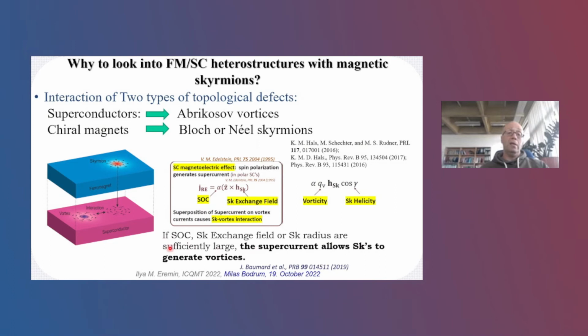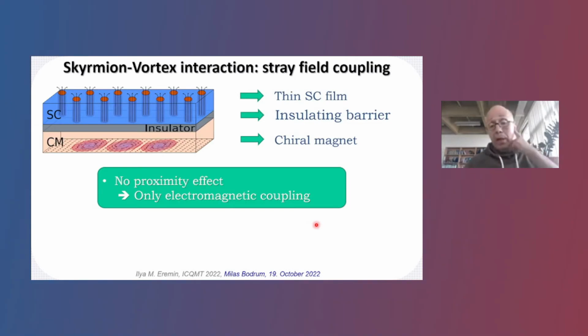They basically propose that if the spin orbit coupling is relatively large, then the supercurrent, which is created by the skyrmionic stray fields, should generate vortices. Now, we looked at this problem on a simpler basis, by suggesting, well, maybe we can consider the problem from a different side.